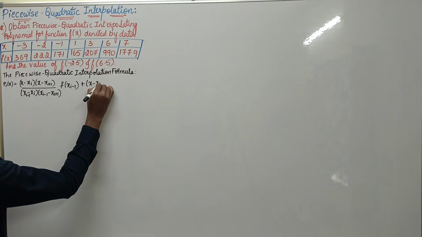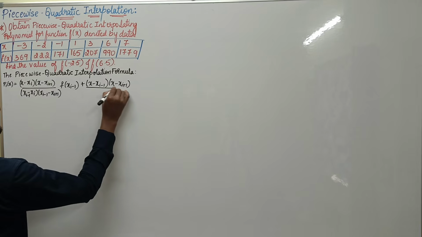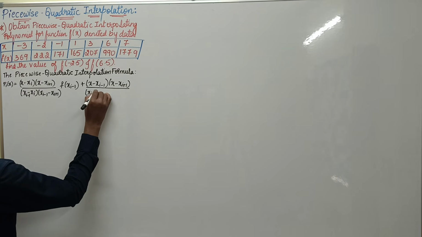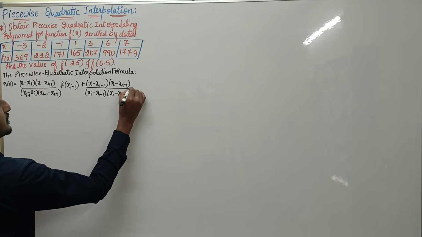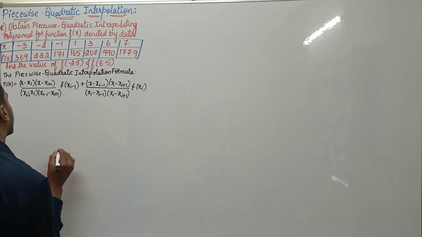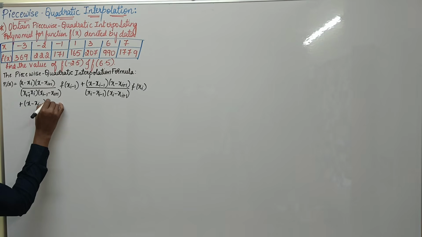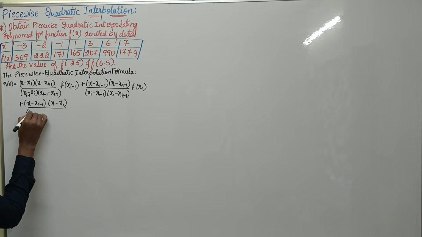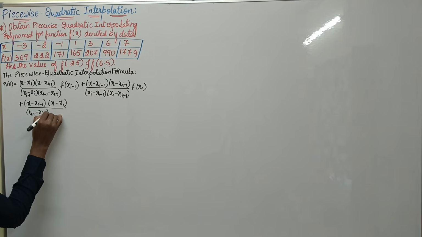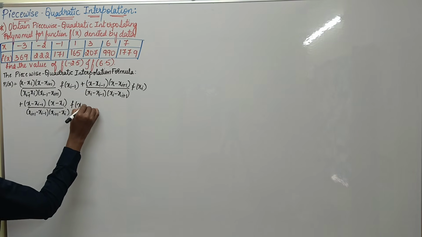x minus xi minus 1 into x minus xi plus 1 whole divided by xi minus xi minus 1 into xi minus xi plus 1 into f of xi, plus x minus xi minus 1 into x minus xi whole divided by xi plus 1 minus xi minus 1, xi plus 1 minus xi into f of xi plus 1.